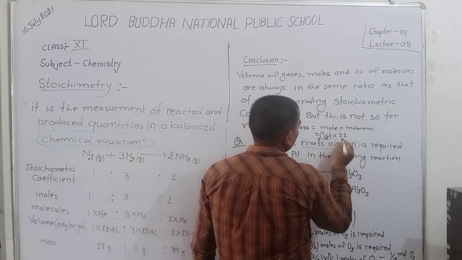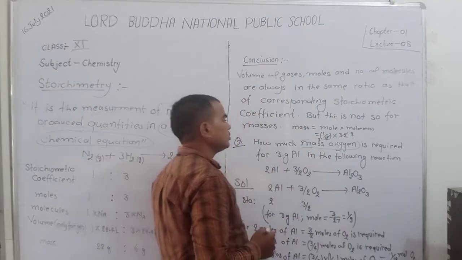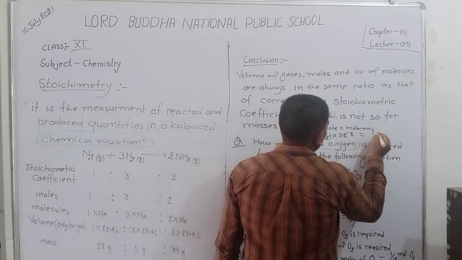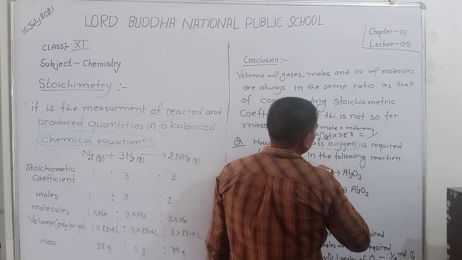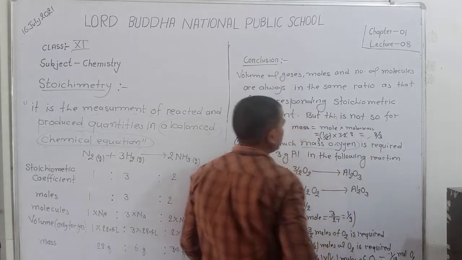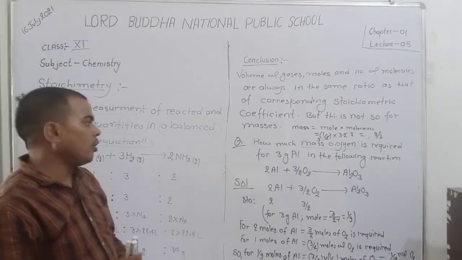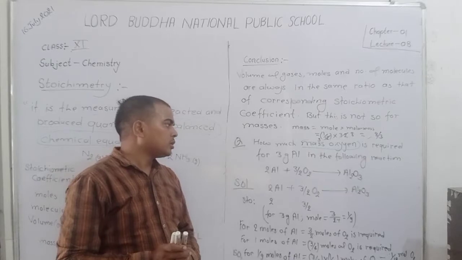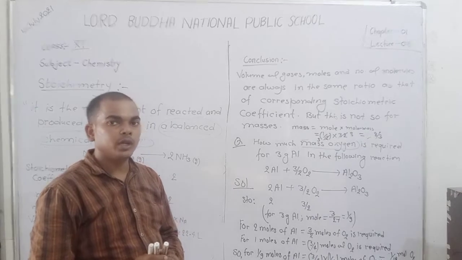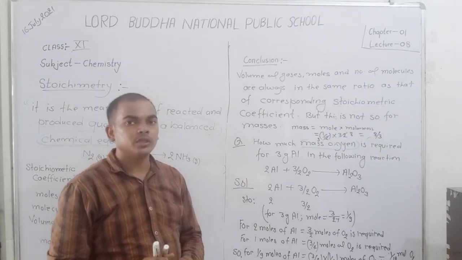4 threes are 12, 4 eights are 32, and the value is 8/3. Okay student, 8/3 gram of oxygen is required for 3 gram of aluminium. So 3 gram of aluminium reacts with 8/3 gram of oxygen.